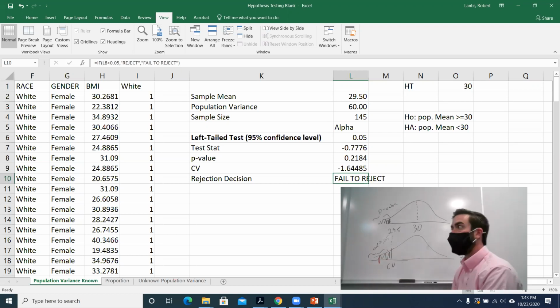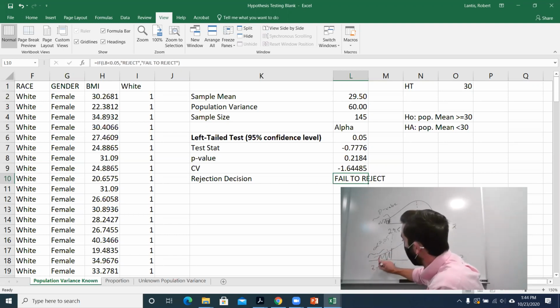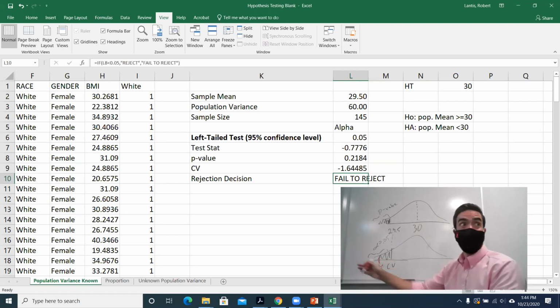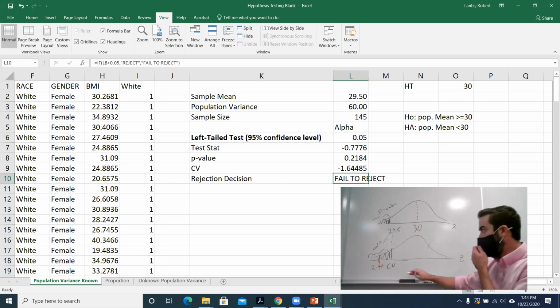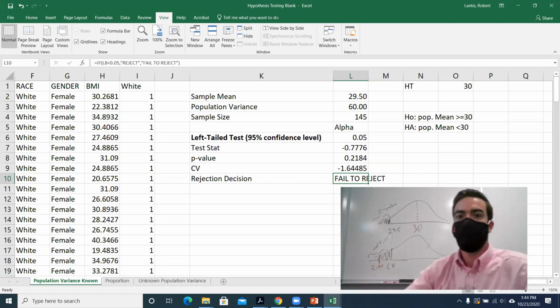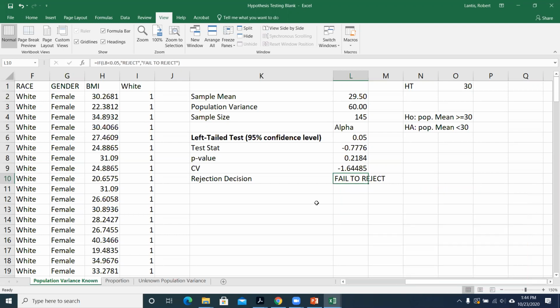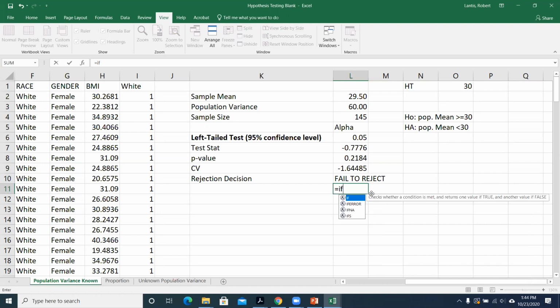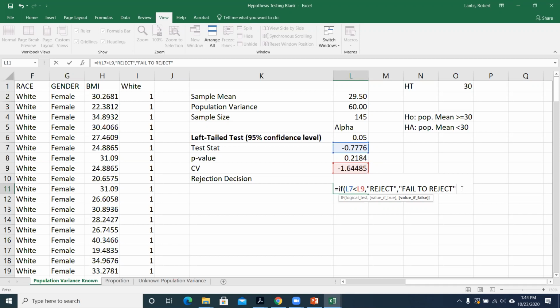So we could set up the rejection decision for this one. What we're really looking for is if that test statistic is less than, because now we're dealing with negative values. If my test statistic is less than my critical value for a left-tailed test, then I reject. So I could use the if statement and say, if my test statistic is less than my critical value here, put the word reject. If it's not, put the word fail to reject.